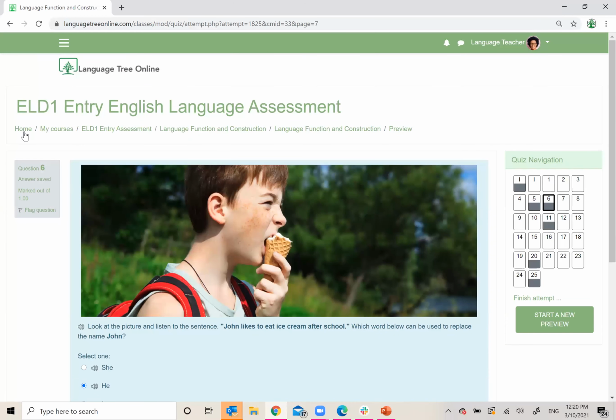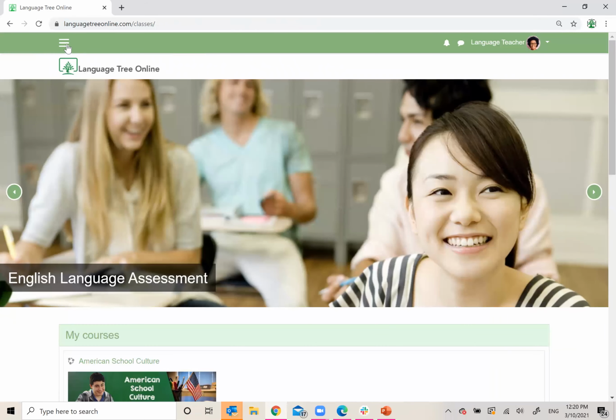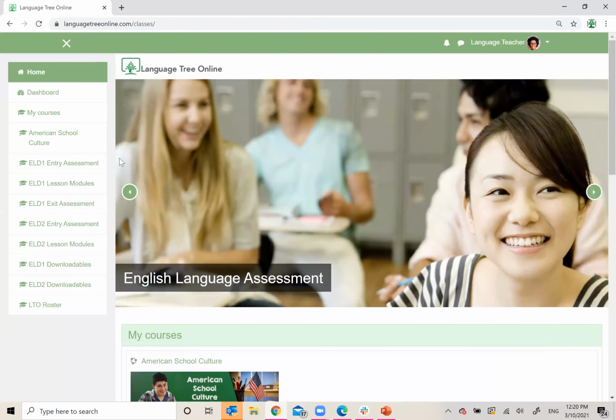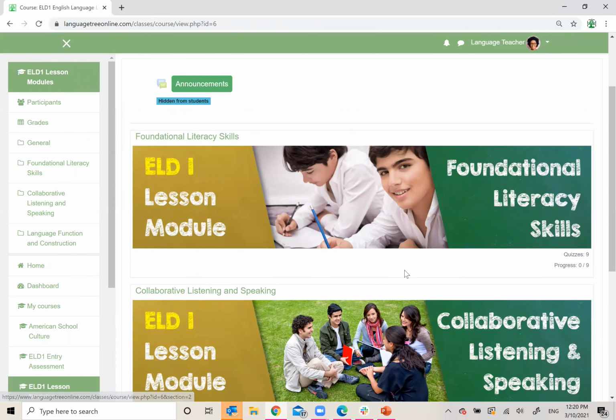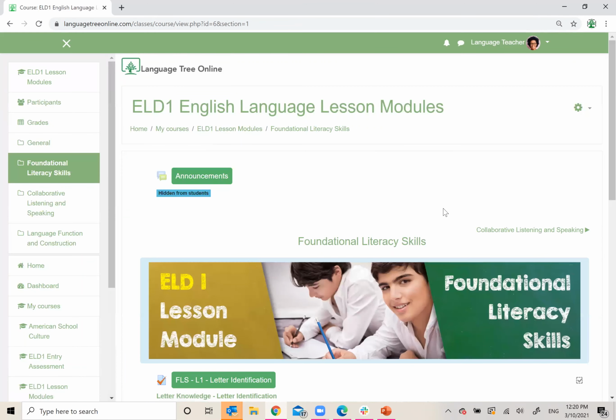So I'm going to go back to home, pull up my menu here. So we looked briefly at the level 1 entry assessment area. Now let's go into the level 1 lesson modules. So once again, it's those same 3 buckets. They correspond to the assessment, but let's click on foundational literacy skills to start.